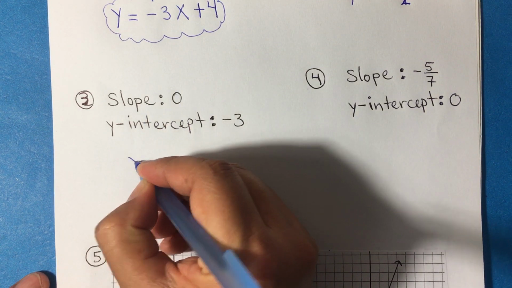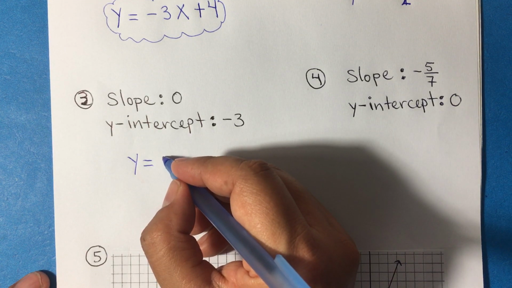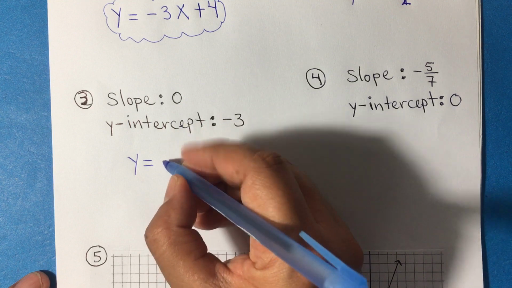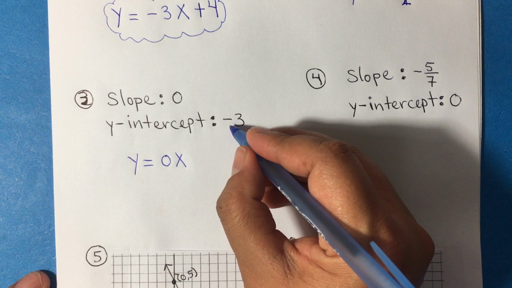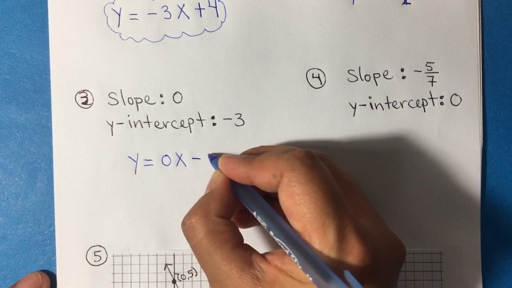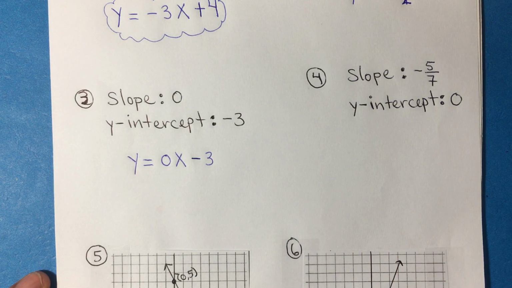For number 3, it says that the slope is 0. So when that happens, you're going to have y equals, the slope will be 0x, but multiplying 0 times x is just 0. So the slope is 0x. And then in here, because we have -3, we put -3. We don't put the plus. Okay, only when it's positive we are going to put plus.